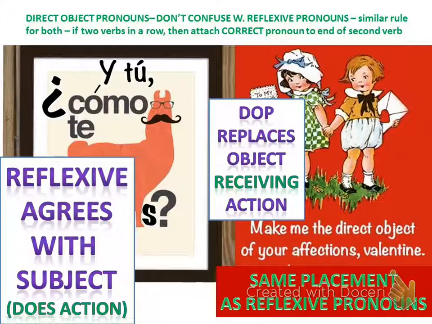Okay, so just to clarify, reflexives have to do with your subject. They agree with your subject. Direct object pronouns replace the object receiving the action. You put it in the same place as the reflexive pronouns, but now we're looking at what's receiving the action, not what's doing the action, which is your subject.